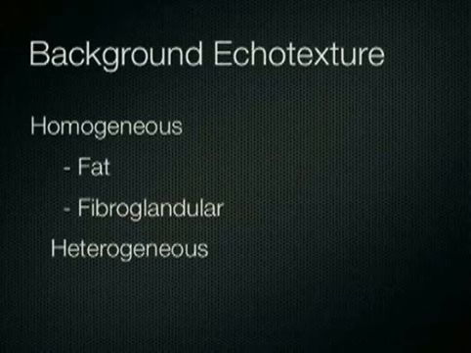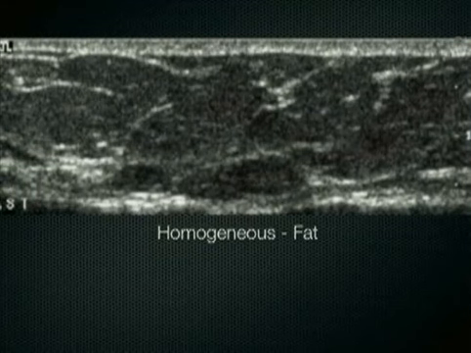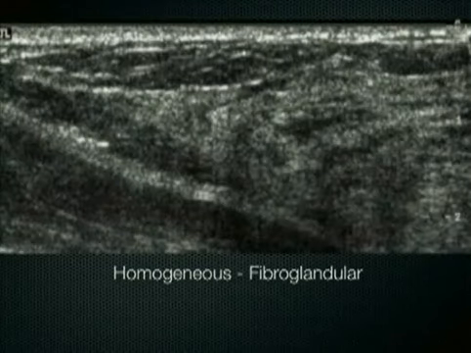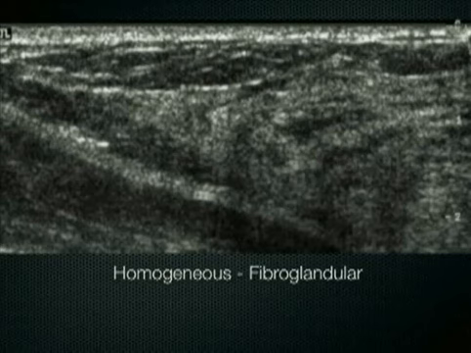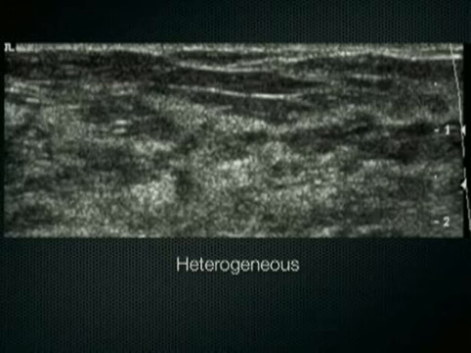Background echotexture should be described as homogeneous or heterogeneous, and if homogeneous, the predominant pattern of fat or fibroglandular tissue is included. In this example, the background is homogeneous and is composed primarily of fat. In this example, a homogeneous background composed of fibroglandular tissue is present. And in this example, the background is heterogeneous, composed of a mixture of fatty and fibroglandular elements.